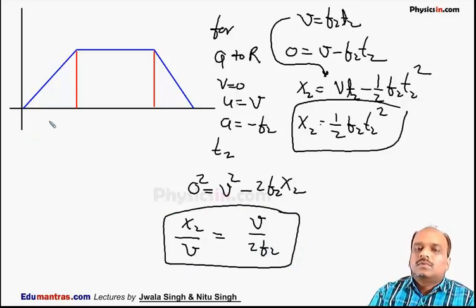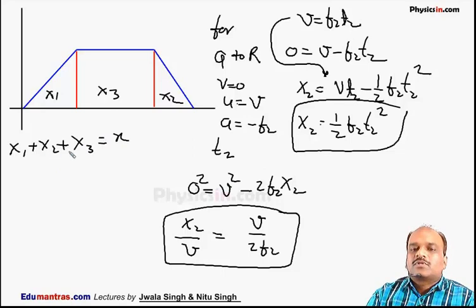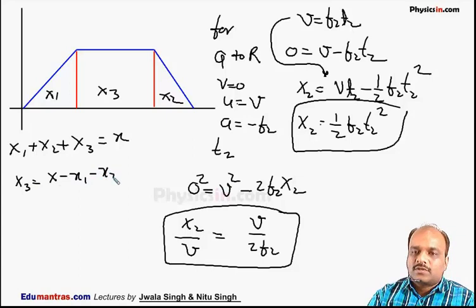This distance is x1, this is x3, this is x2. Now it is given that x1 plus x2 plus x3 is equal to x. I know x1 plus x2 plus x3 is x. So from here I can say x3 is equal to x minus x1 minus x2.